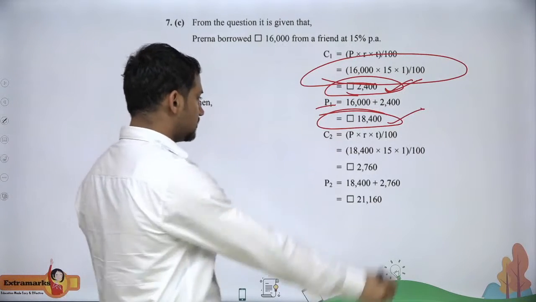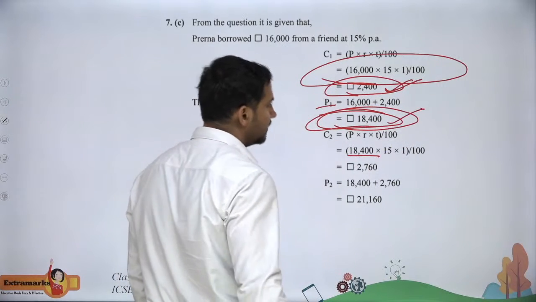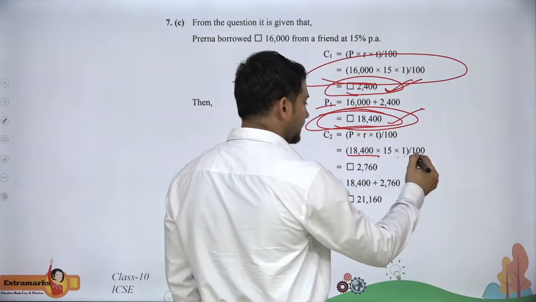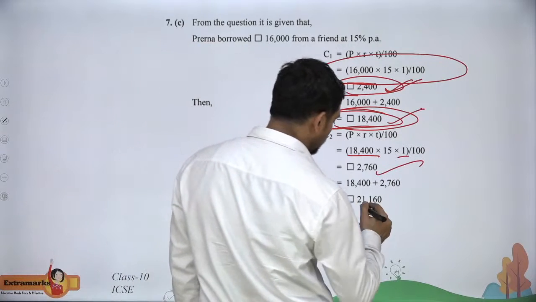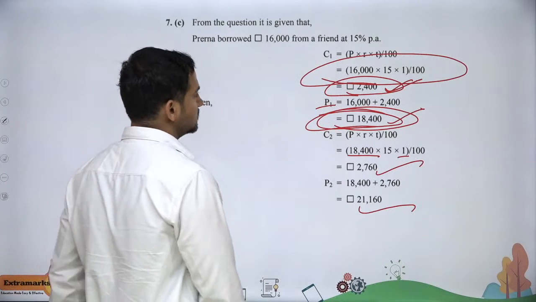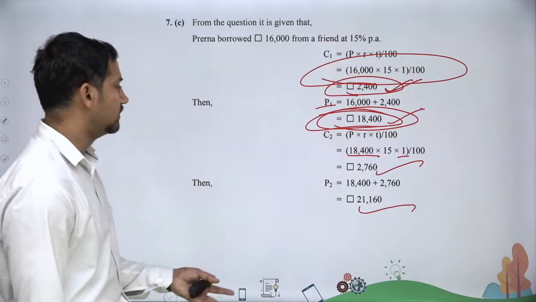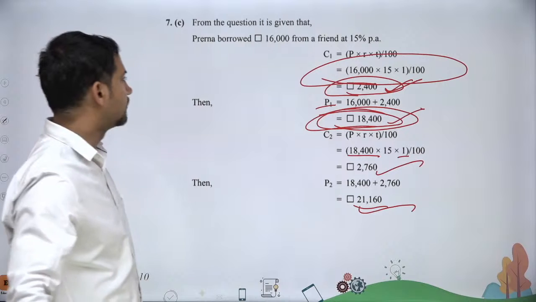Now this amount works as the principal. The principal is 18,400, and the rate of interest is again 15, for 1 year, divided by 100. So the interest is 2760 and the amount is 21,160. After that, you go on to find the amount to clear the debt. This is the principal you have to find.